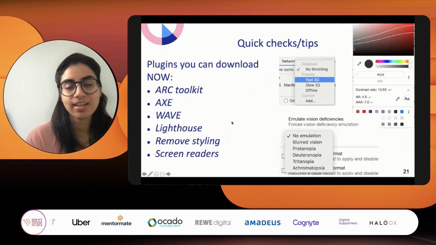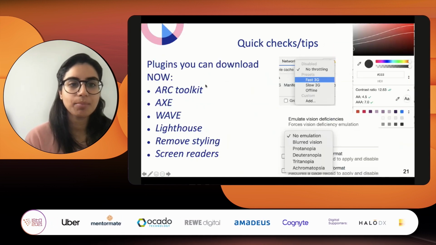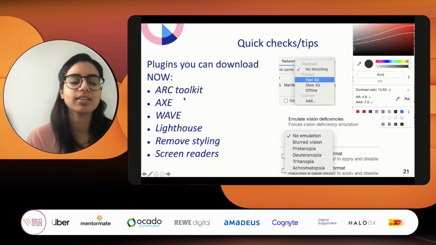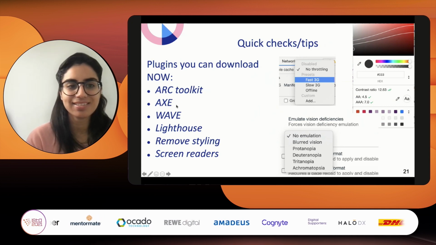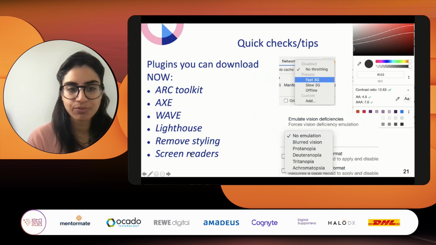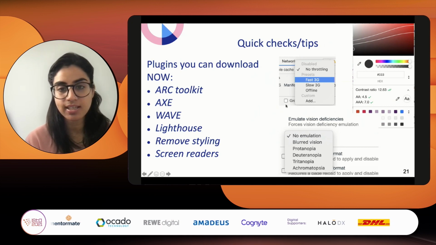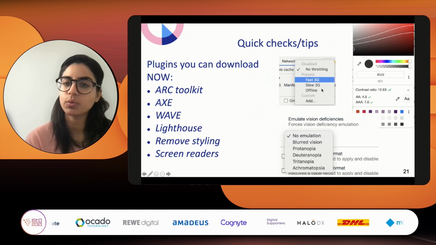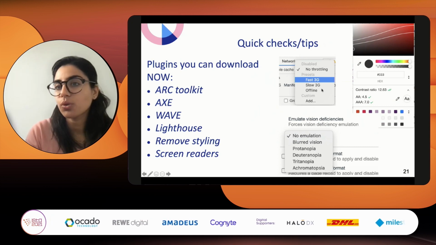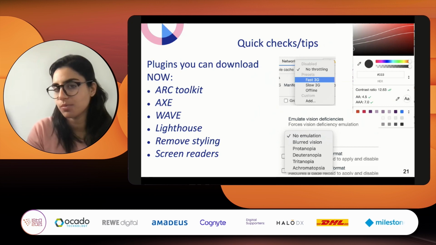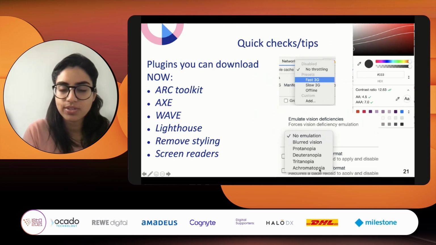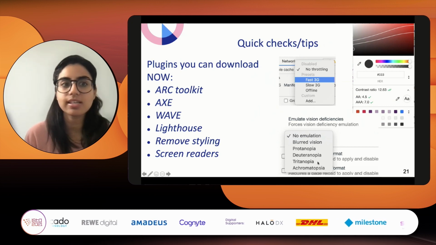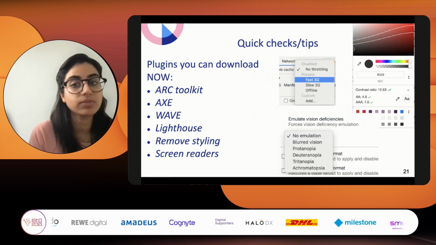Some quick checks and tips for you to take away. Plugins you can download right away are Arc Toolkit, Axe, Wave, Lighthouse, Remove Styling or Screen Readers. You can also use throttling. So try and use your application with slow 3G, no throttling, offline, see how it works. You can also use emulation, some blurred vision, see how your product looks for people who have blurred vision.